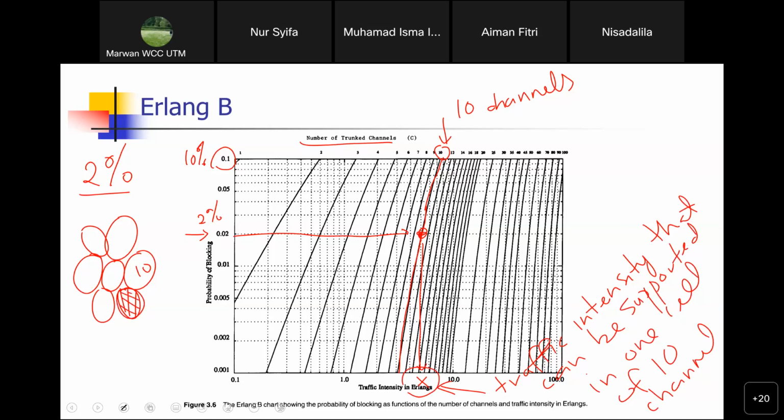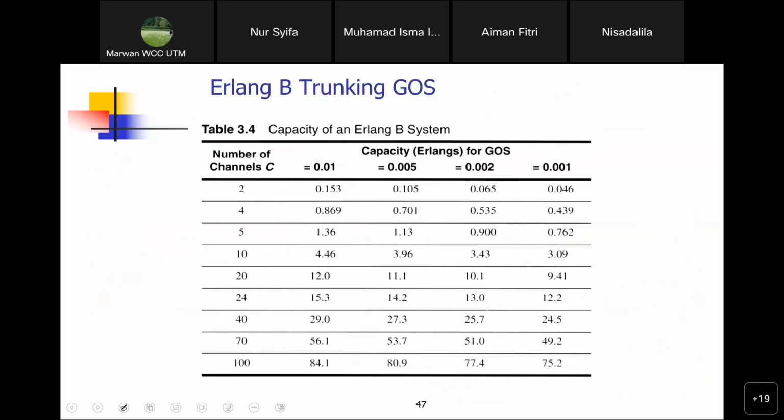So you can see the bigger the number of channels, if you look at 100, the intensity is going to be bigger. Of course. Okay, it makes sense. The bigger the number of channels you have, the traffic intensity is going to increase. So this is the graph that you have to look at. You have to find the intensity in Erlang. So this is one way, we have the graph.